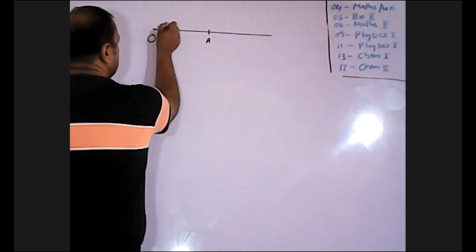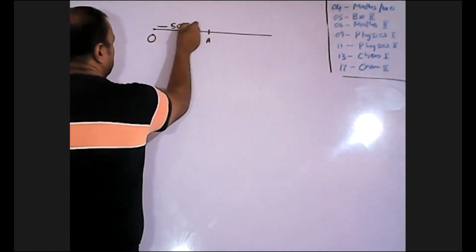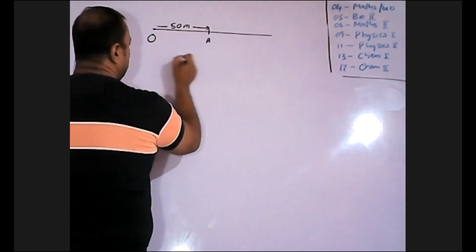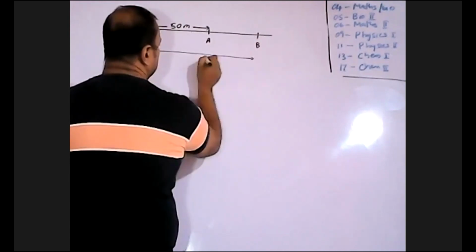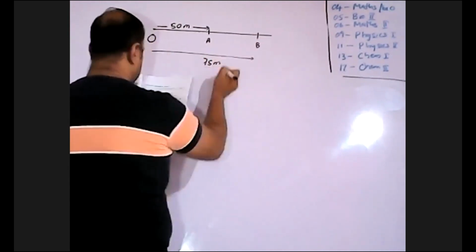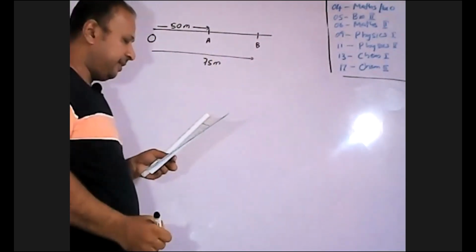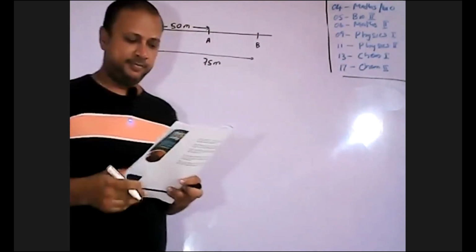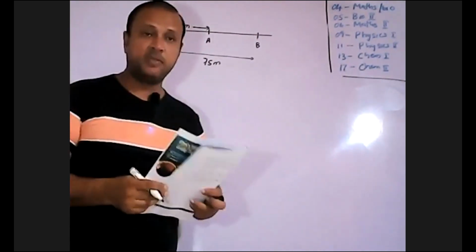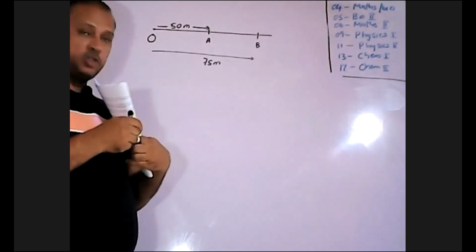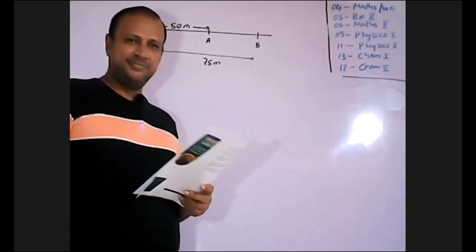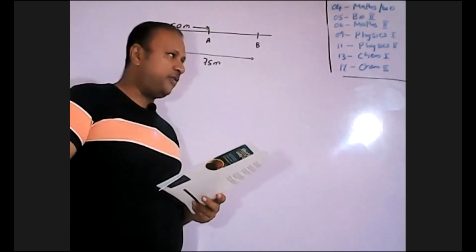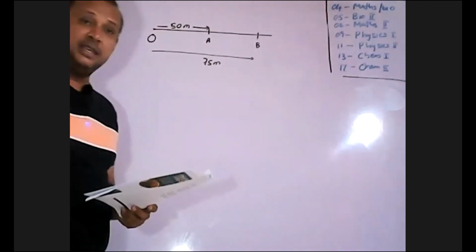A has a displacement of 50 meter and B has a 75. Find the difference between displacement. How much difference? 25 towards... yes, 25. 25 towards the... is the no.